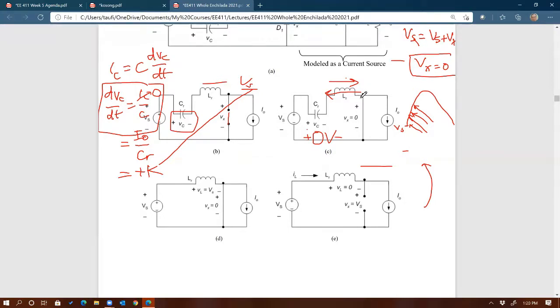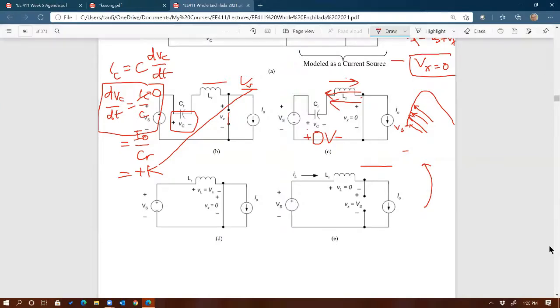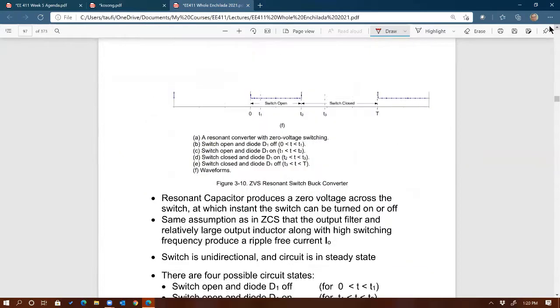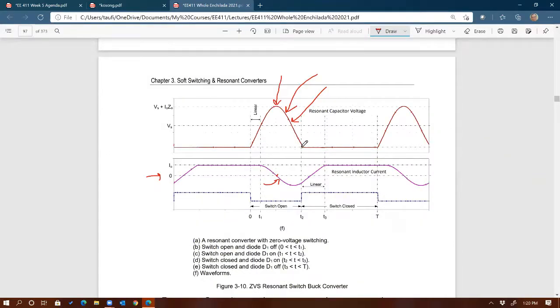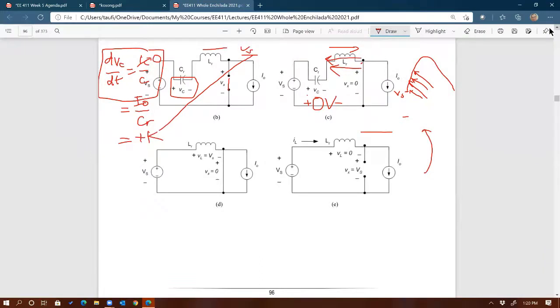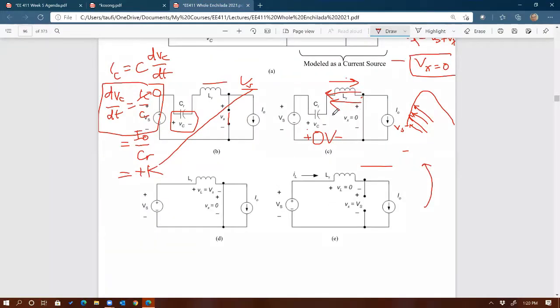But then this current is still negative. You see that current is still negative. Look at the waveform here. Even after the capacitor voltage equals 0, we still have negative current. It's not 0. So once that capacitor is fully discharged, I still have negative current.